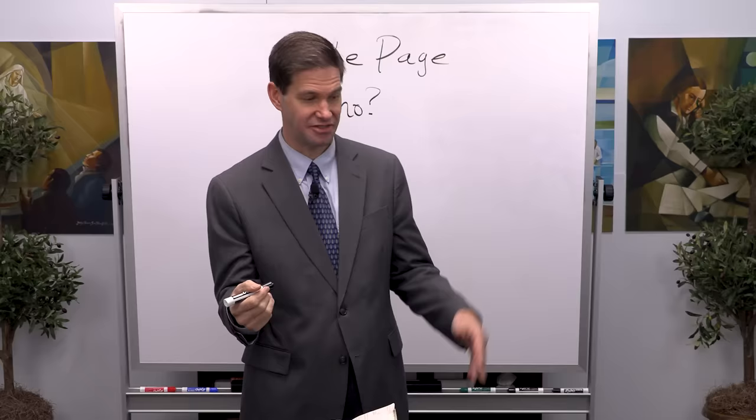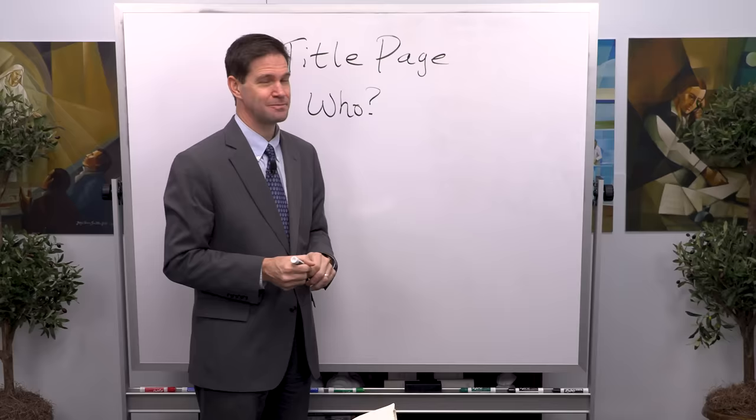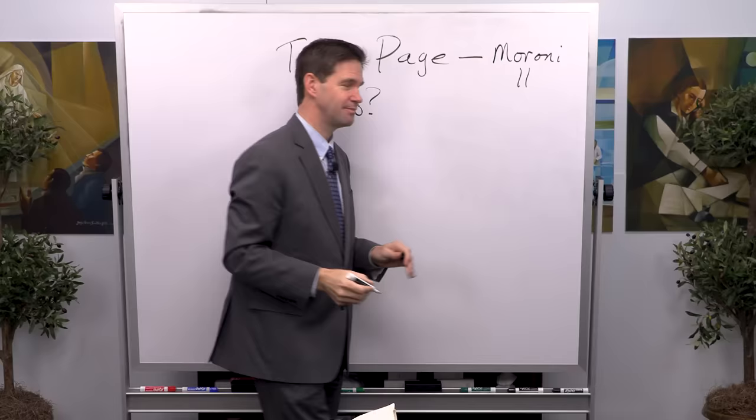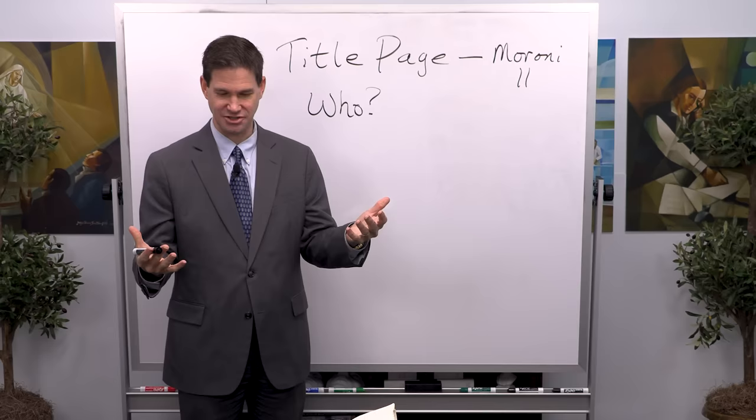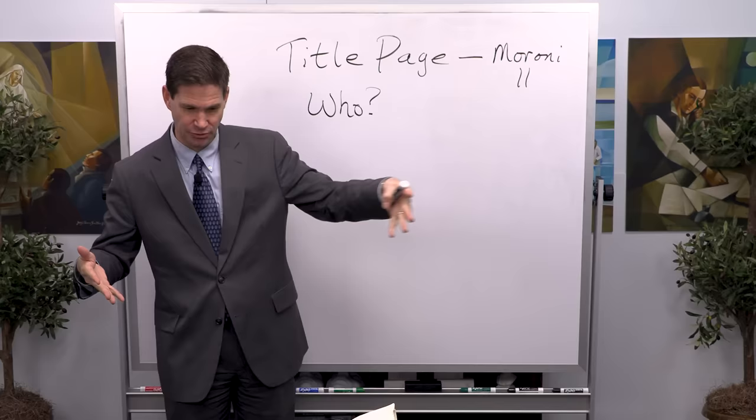This is what is in this book. Why is that significant? Because now you could look at the title page as if you're reading Moroni chapter 11. It's the last thing he wrote. It's the thing that comes after chapter 10. It was intended to be this introduction to this book, and who better to write it than the man who's finishing the book, and he knows everything start to finish that's contained in the book.